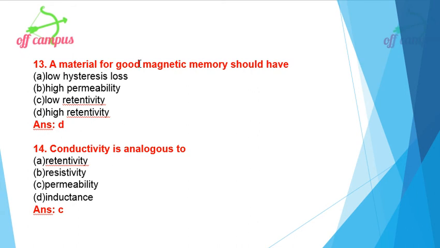Question 13. A material for good magnetic memory should have low hysteresis loss, high permeability, low retentivity, high retentivity. A material for good magnetic memory should have option D, high retentivity. Question number 14. Conductivity is analogous to what? Retentivity, resistivity, permeability, inductance. Conductivity is analogous to option C, permeability.